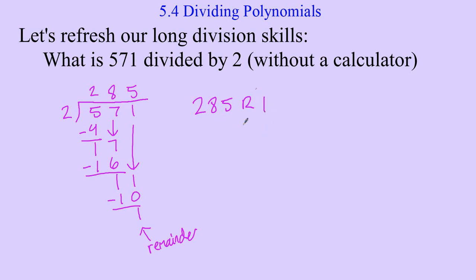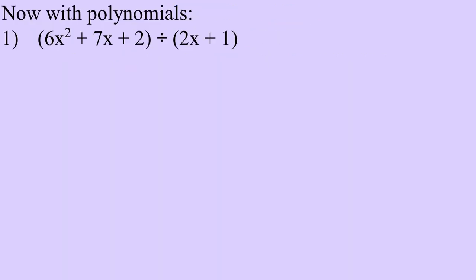That was kind of the elementary school way to write it. Then we started getting into fractions, and then you wrote 285 and 1/2, because you were dividing by 2. So these were your two ways of writing your answer. So now let's do it with polynomials. Jazz it up some.